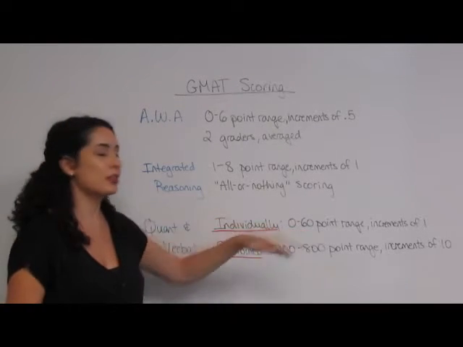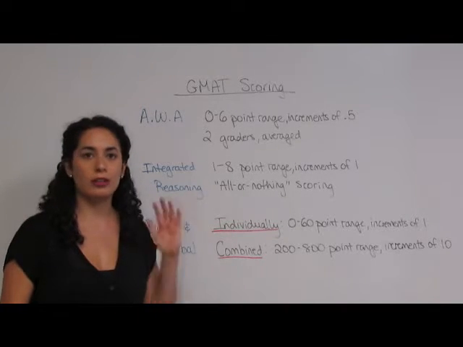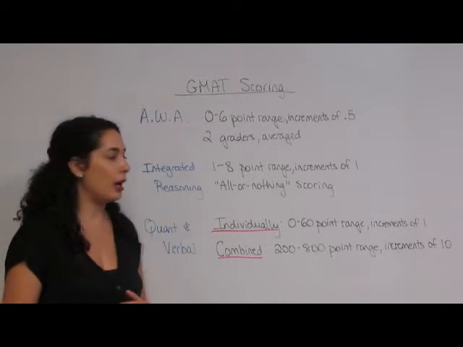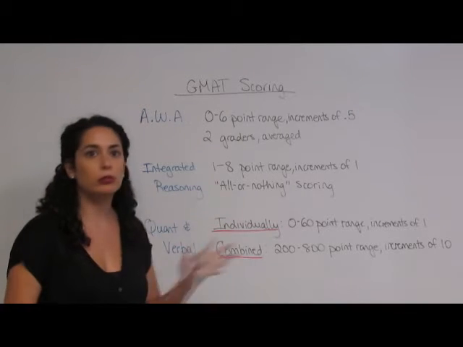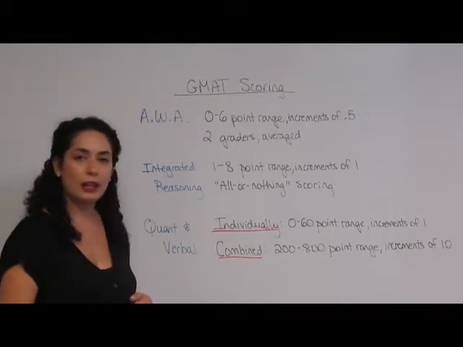While individually they are on a 0 to 60 point scoring range, because of the way the scores are curved, you never really see scores at the top or bottom end of the scale. So nobody really gets in the low single digits or in the high 50s. And that's how the GMAT is scored.